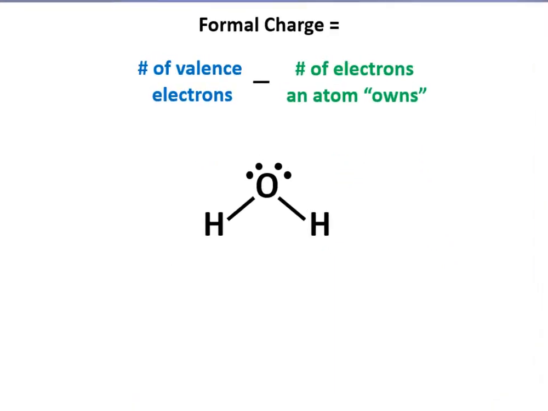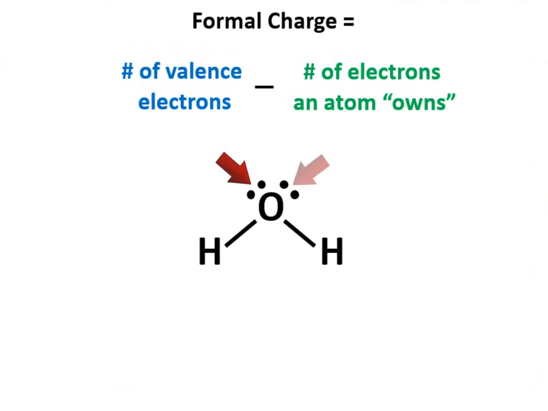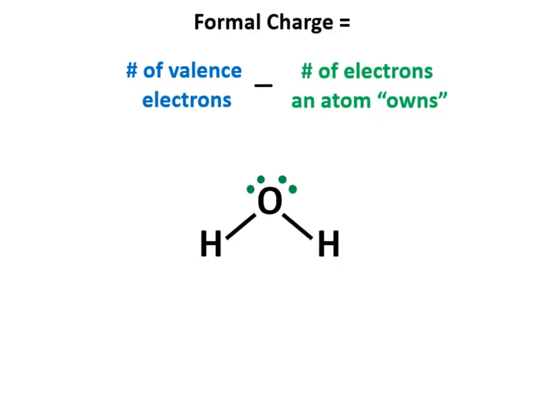In the Lewis dot structure of water, oxygen has two lone pairs and two separate single bonds to hydrogen. To determine the formal charge on oxygen, we subtract the number of electrons oxygen owns in this Lewis dot structure from the number of valence electrons it would have as an isolated neutral atom. But what does it mean for an atom to own electrons in the Lewis dot structure? Let's start with lone pairs.